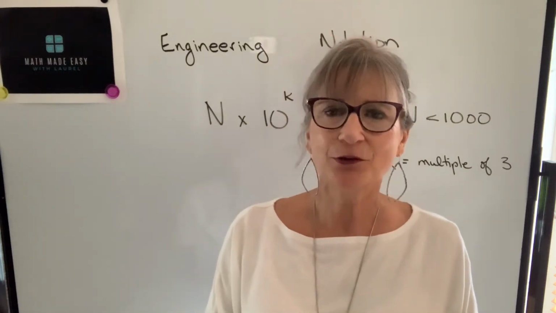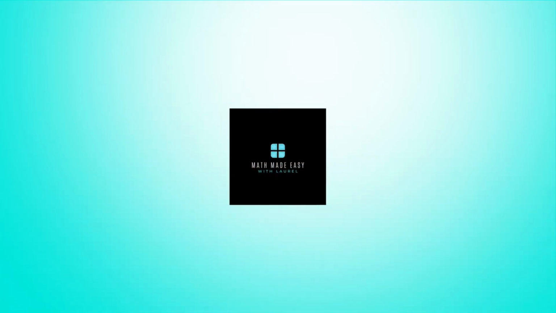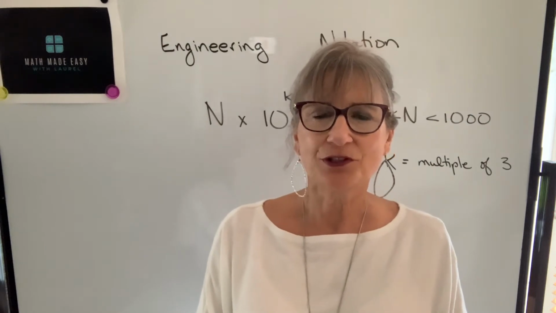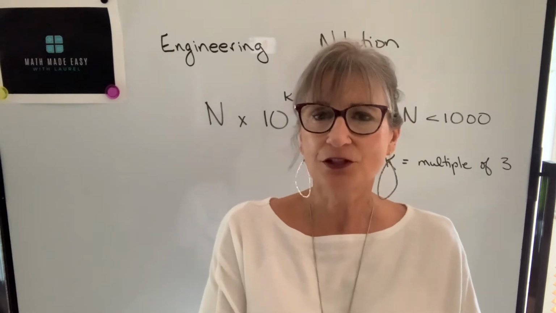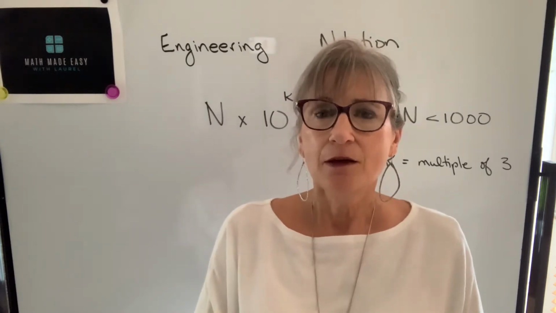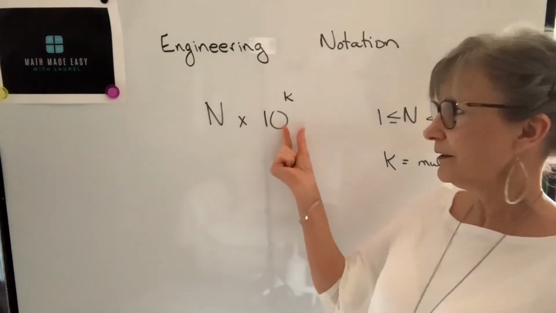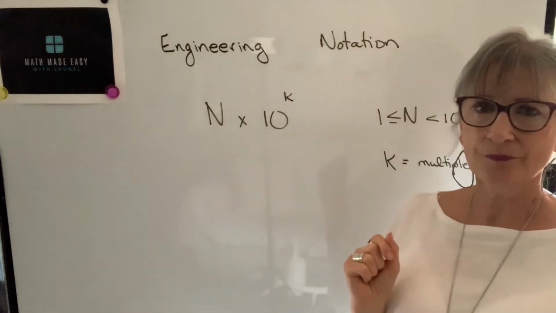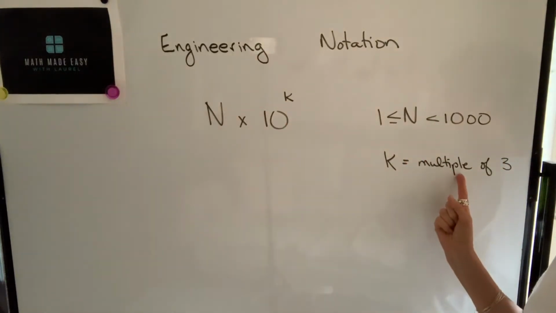I'm Laurel, and in this video we're going to talk about engineering notation. Engineering notation is very similar to scientific notation, and I did a video on scientific notation previous to this, but there's two differences. It's still a number times the power of 10, but now the number is between 1 and 1,000. And the exponent is an integer, but it has to be a multiple of 3.